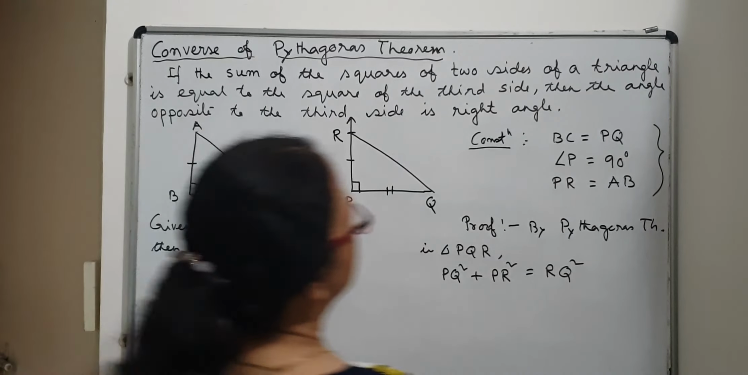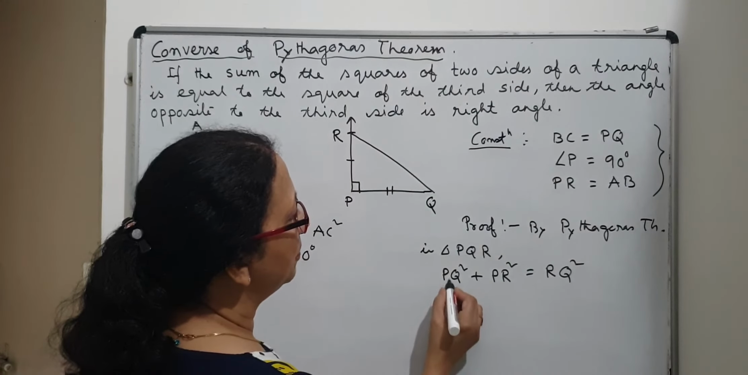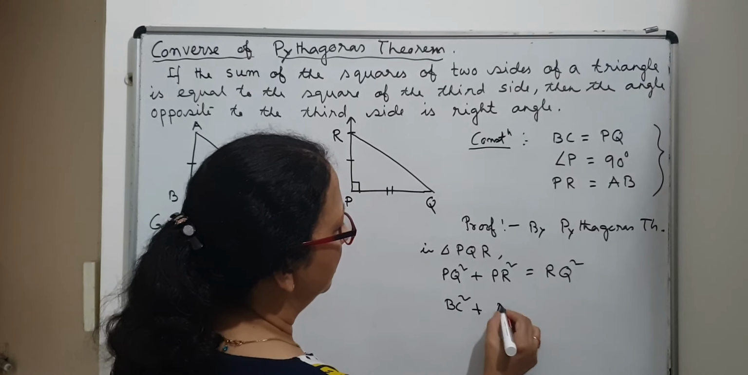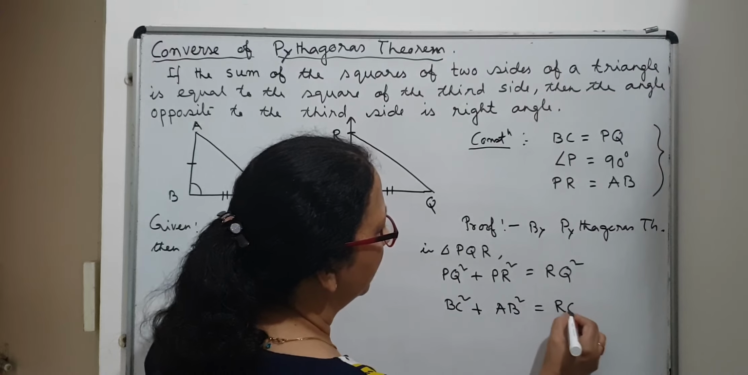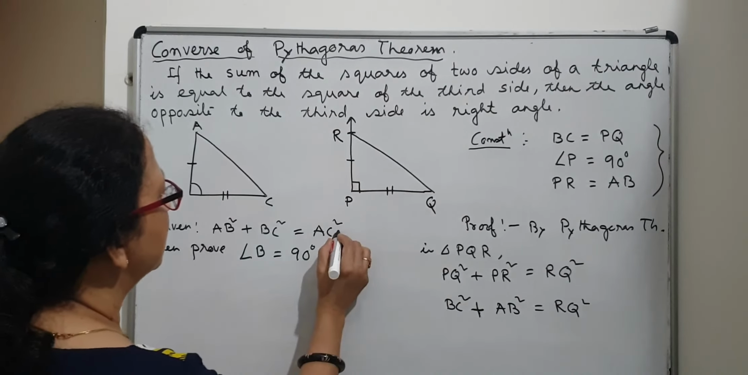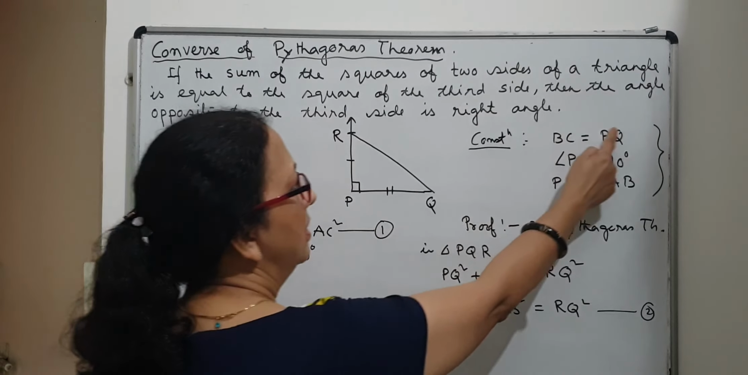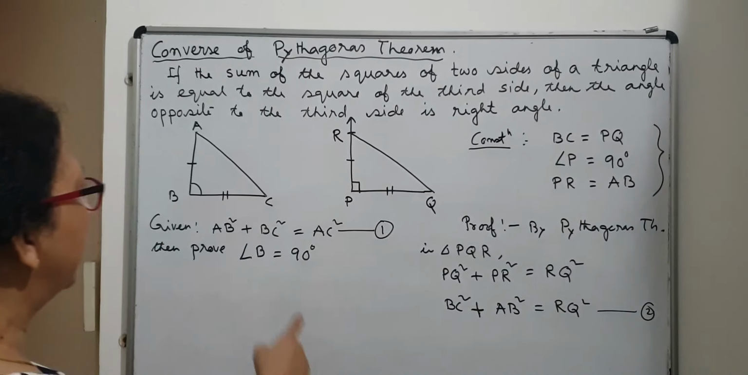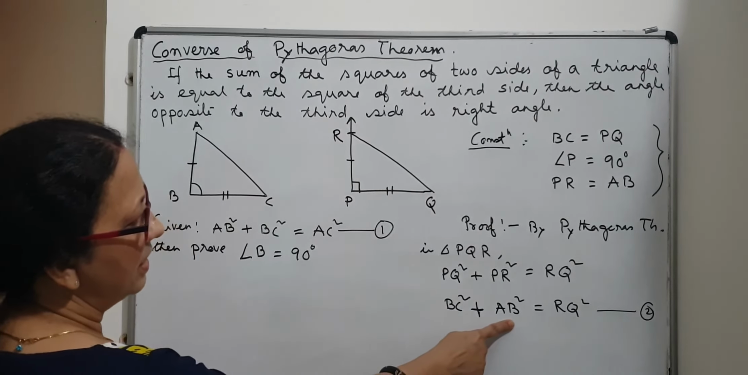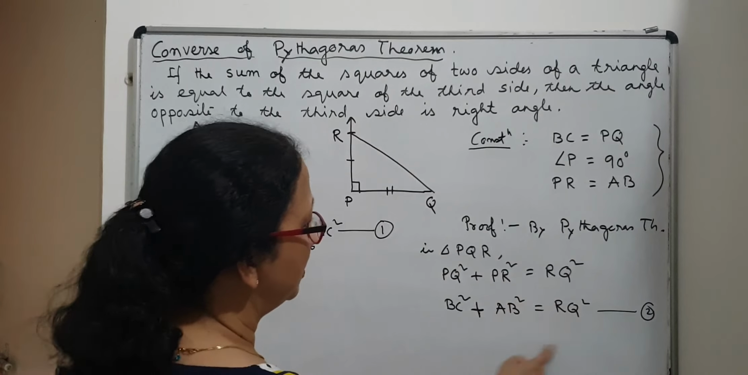Now I will be using these statements. First, PQ is equal to BC. So in place of PQ I can write BC square, and in place of PR I will write AB square, is equal to RQ square. Now this was given to us, and I got this by Pythagoras theorem in the triangle and using the construction. So when I compare equation 1 and equation 2, I find that the left hand side, AB square plus BC square, is the same in both, so naturally the right hand side will be the same.